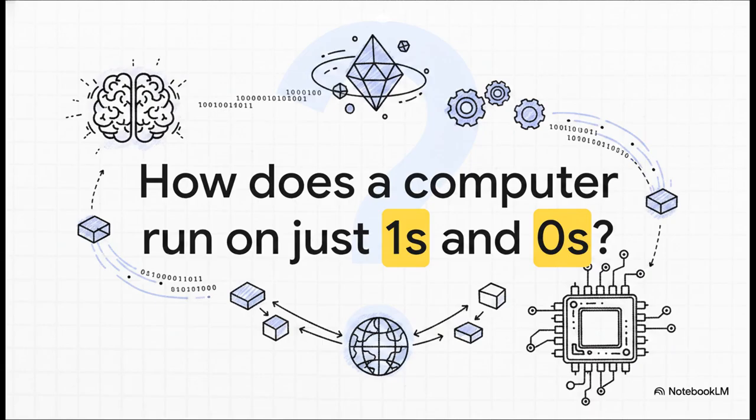It's kind of crazy to think about, right? How does a complex machine run purely on ones and zeros? I mean, how do those simple digits translate into stunning 3D graphics, global internet routing, and massive algorithms? It feels a lot like magic, but actually, it's just pure, brilliant logic.